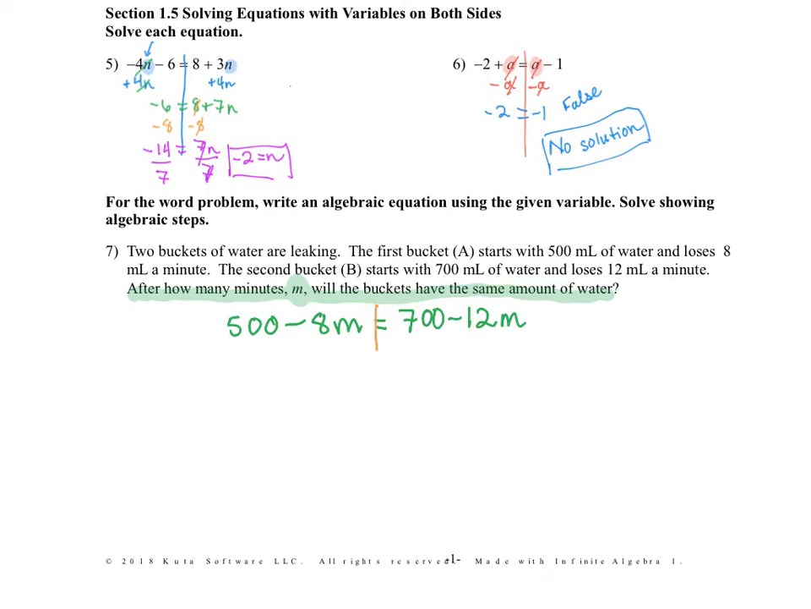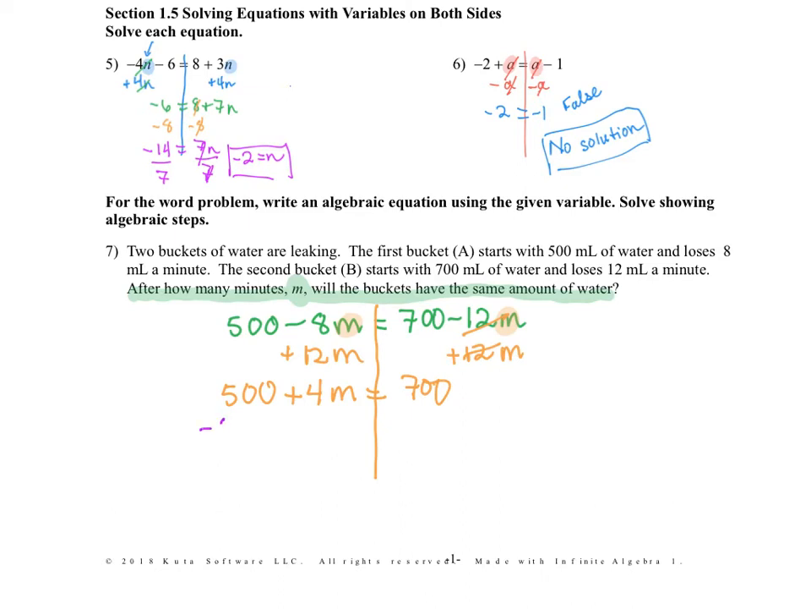I can draw my line down the middle here, bring those variables together. So this m and this m, make sure that those are both on the same side. So if the smaller one is negative 12, add 12m. Okay, and I have 500 plus 4m equals 700.